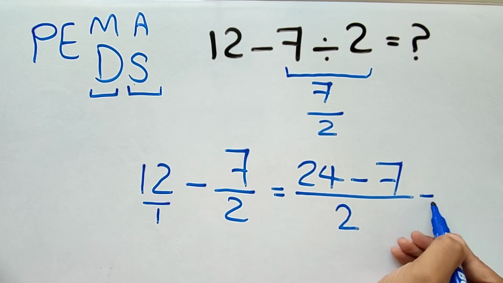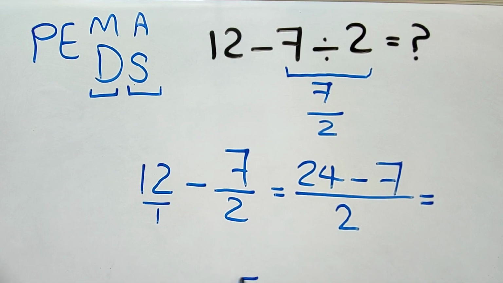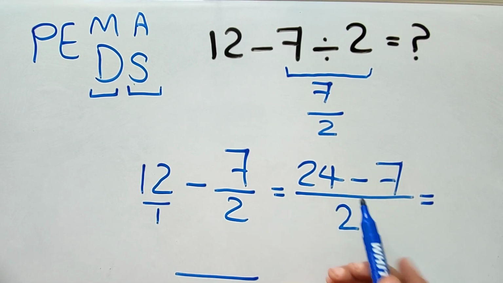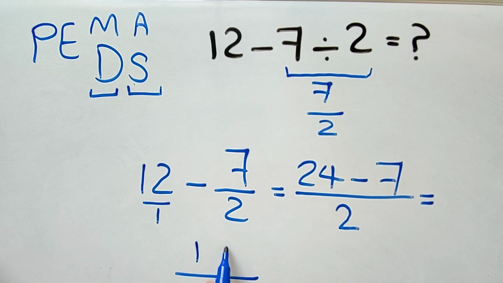Now we have 24 minus 7 gives us 17 over 2. The final answer is 17 over 2.